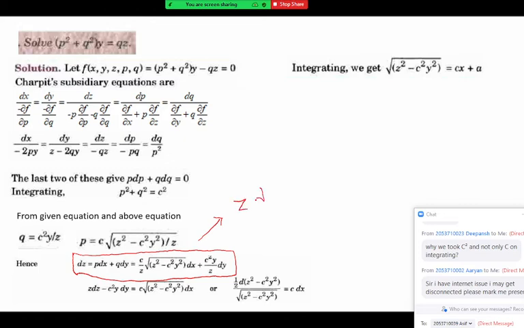So it is coming z dz is equal to c into square root of z square minus c square y dx plus c square y dy. Oh yes, plus c square y dy. Good. Now you should have good observation when you write these things.